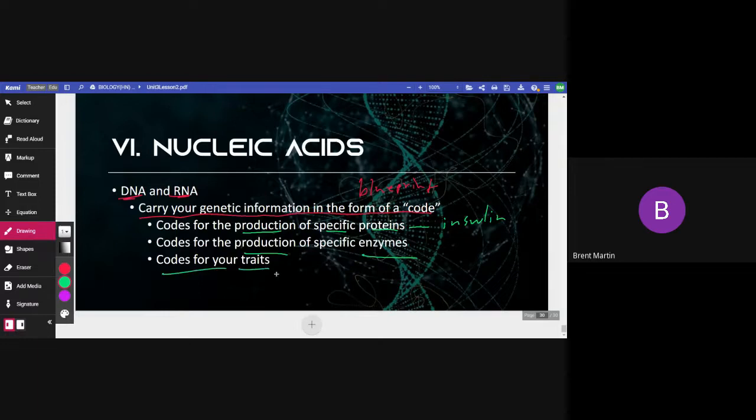And it also codes for your traits, right? Codes for your physical appearance. DNA is the reason why you look the way you look and why I am as beautiful as I am. Right? And obviously, we are very different.